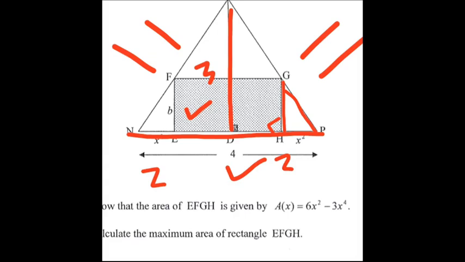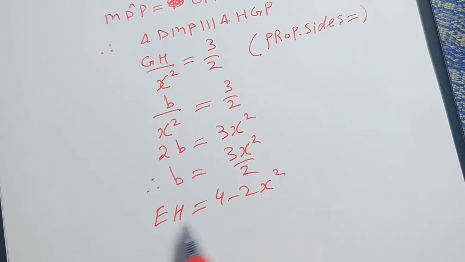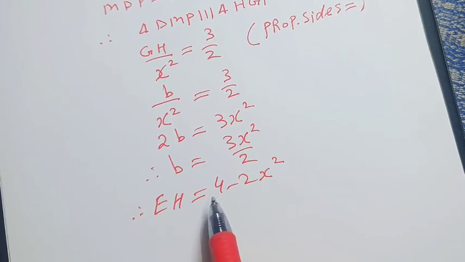So remember this B becomes 3x squared over 2, and EH, the yellow area, becomes 4 minus 2x squared. Must remember we need to minus the shaded area. So 4 minus 2x squared, and that is going to be EH. Therefore EH is equal to 4 minus 2x squared.